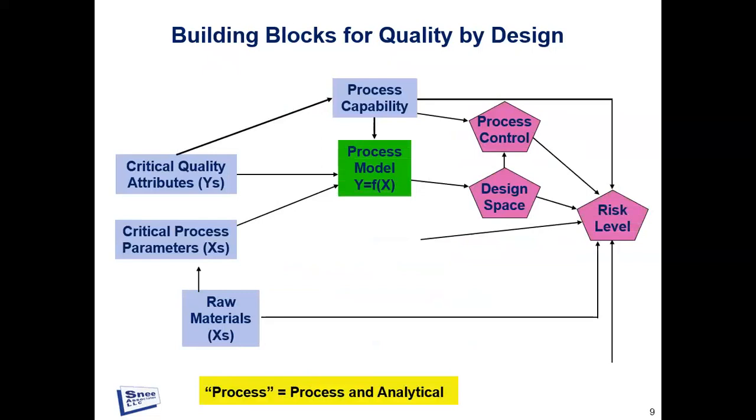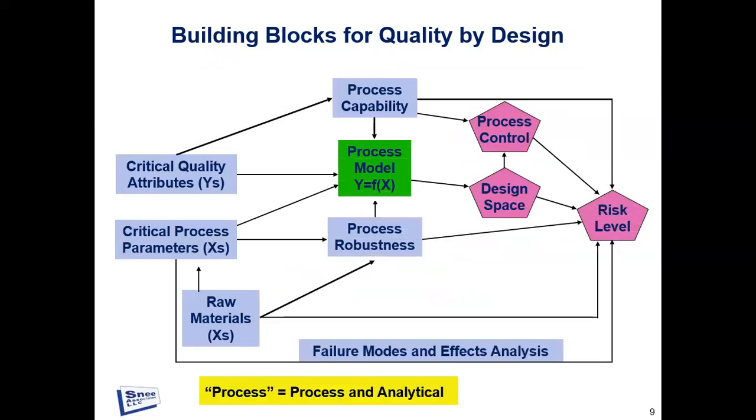So the y's here, on the left-hand side, you see the critical quality attributes. Critical process parameters are the x's. In this model, and we'll talk some more about this, this is where the process understanding actually resides, in that process model. We also need to worry about something called process robustness, and we'll talk some more about that. And finally, how the process can fail, doing a failure modes and effects analysis. So those are the key building blocks of quality by design. At the bottom, you'll notice that I've said that process in this particular figure is the operational or manufacturing process plus the analytical or test method process. And I've combined that all into a single process here just to make the slide less complicated.